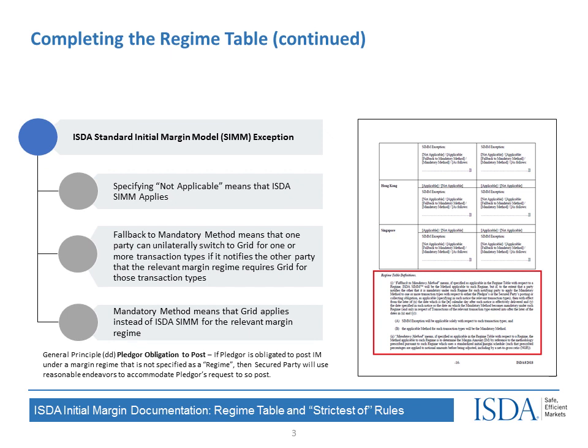to post under an initial margin regulation that's not specified as a regime in the table, then the secured party will use reasonable endeavors to accommodate the pledgor's request to post the additional amount required.